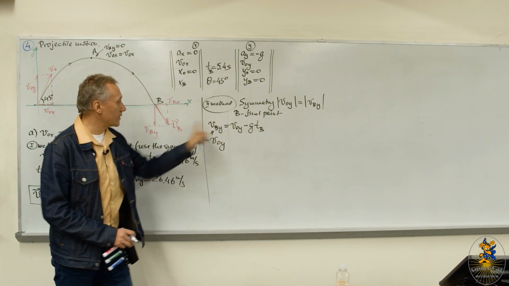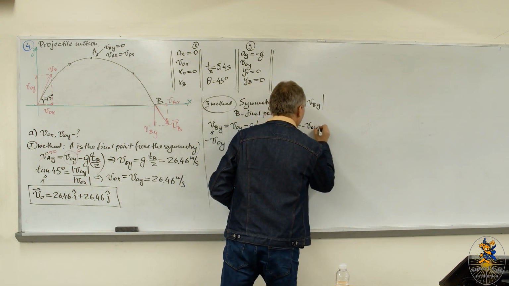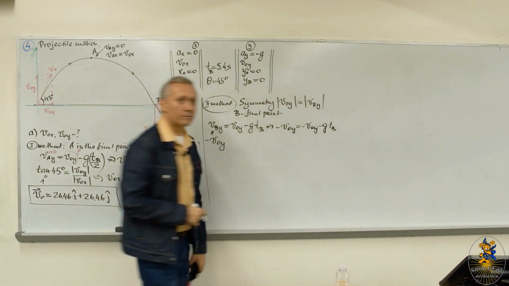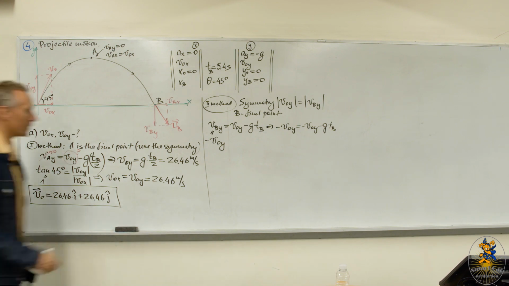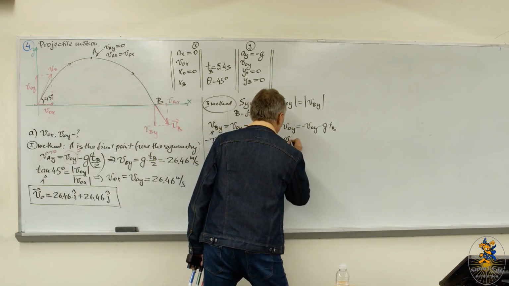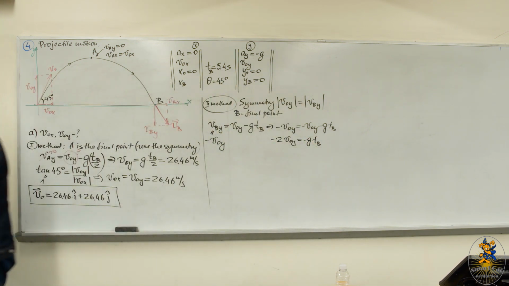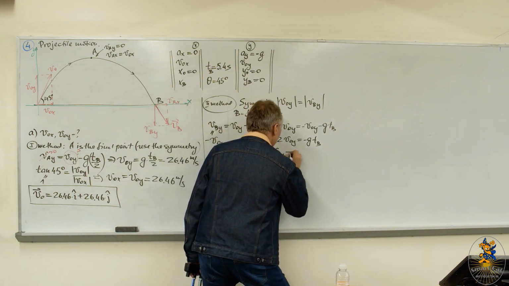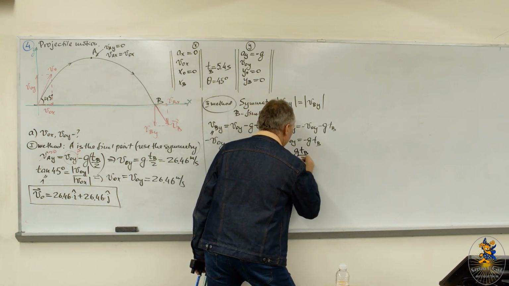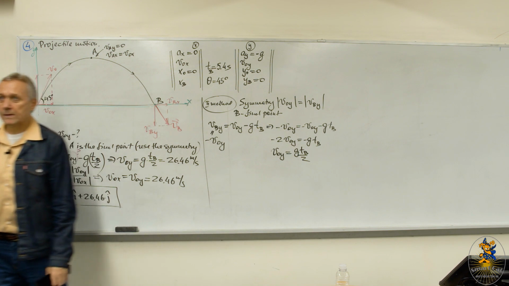So if you're confused, let me rewrite it. V not y equals minus v not y minus gtb. Of course, we need to move to the same side. It will be minus 2 v not y equals minus gtb. Of course, minuses can be dropped because they're on both sides of the equation, and we're getting the same answer, right? So v not y equals gtb divided by 2. Look, here, there, the same answer.